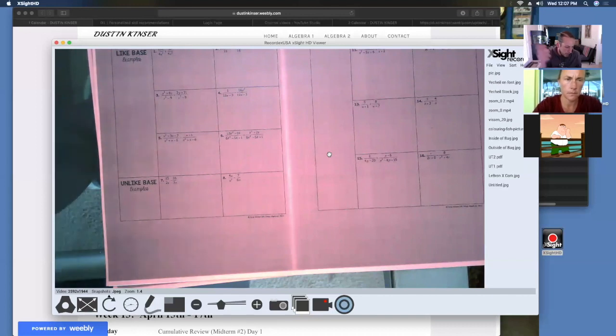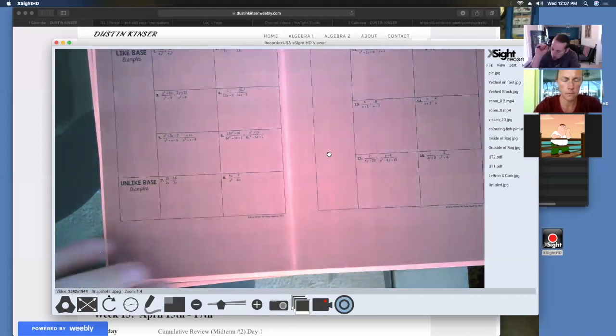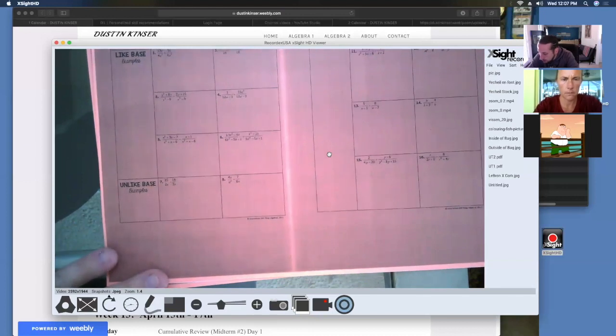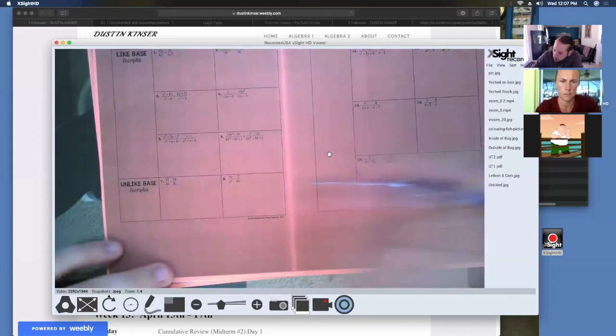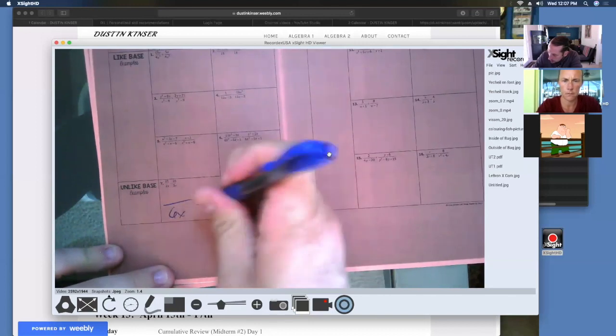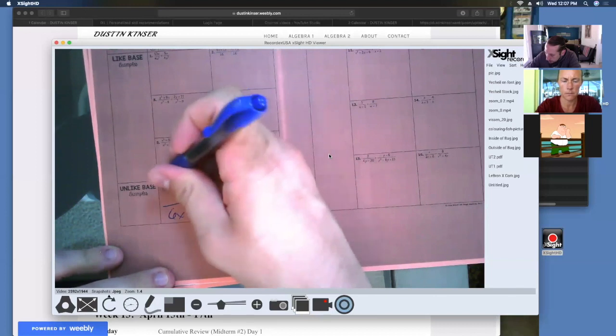Remember, to do this one, you can't add or subtract unless you have like bases. So you've got to figure out the least common denominator to get like bases. Well, if it's 2x and 3x, my lowest common denominator would be 6x. To get this one to be 6x, I have to multiply top and bottom by 3.